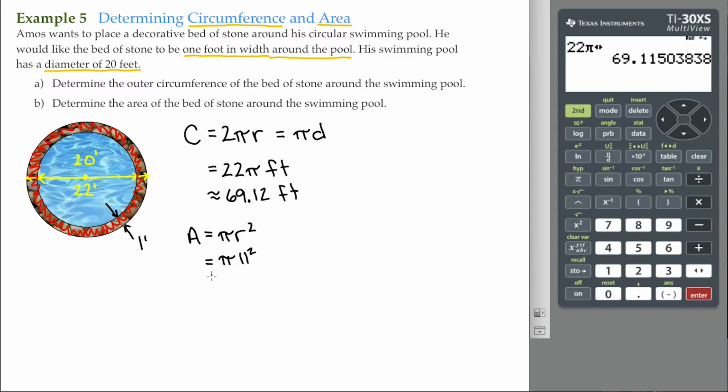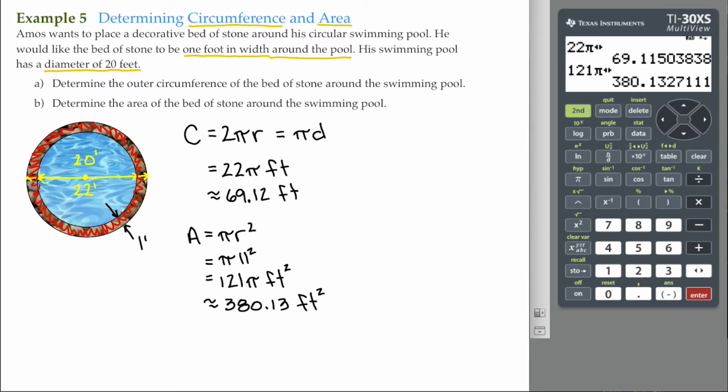11 squared, that's 121. So the exact answer is 121 pi square feet. We're talking about area. Don't forget we have to label it as square feet. We can approximate that. That'll be 121 pi, and that comes out to be approximately 380.13 square feet. But that's the entire size of the circle.